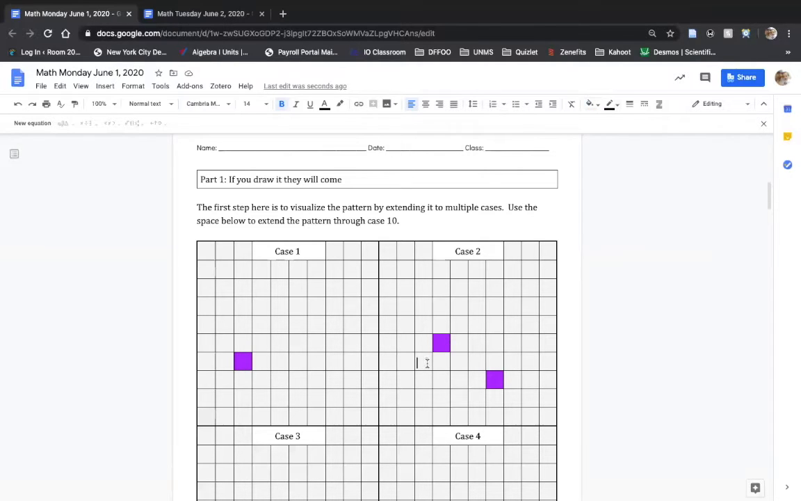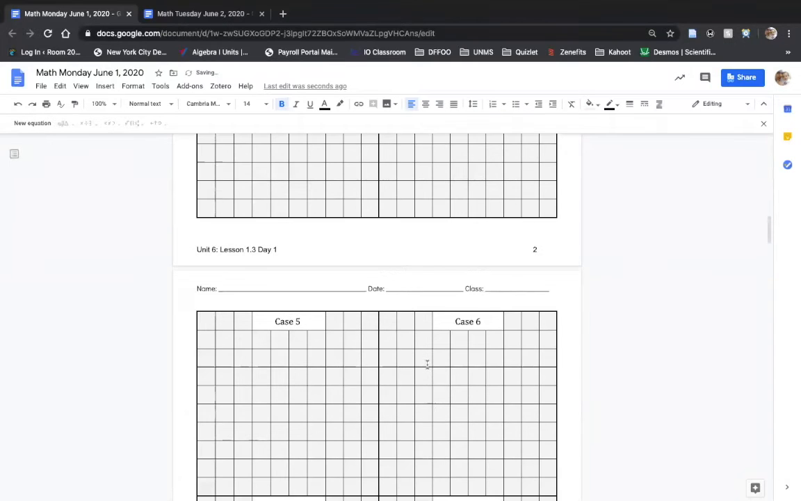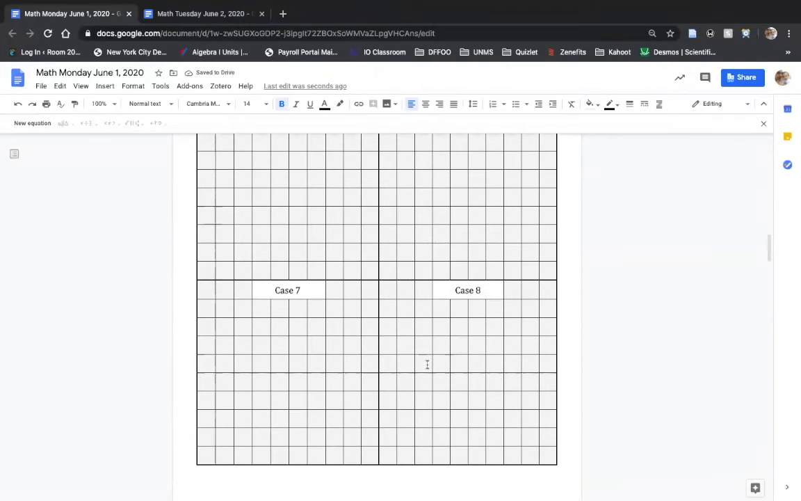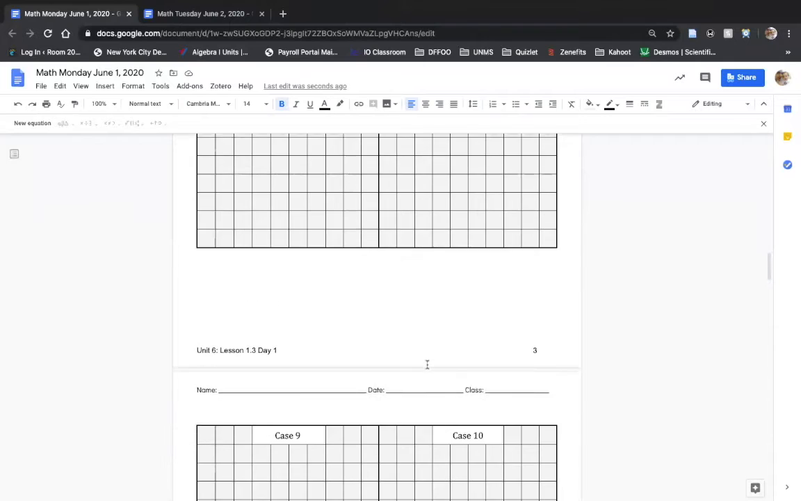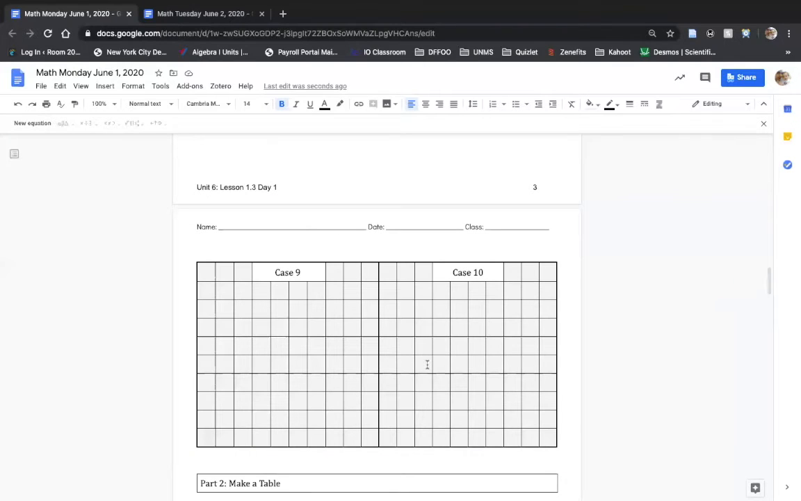And then the same thing, draw case 3, case 4. You're going to go all the way up to case 10, right? You can pause the video, take a couple of minutes to draw those out. This shouldn't take you more than, I'd say, 6 minutes or so, right?